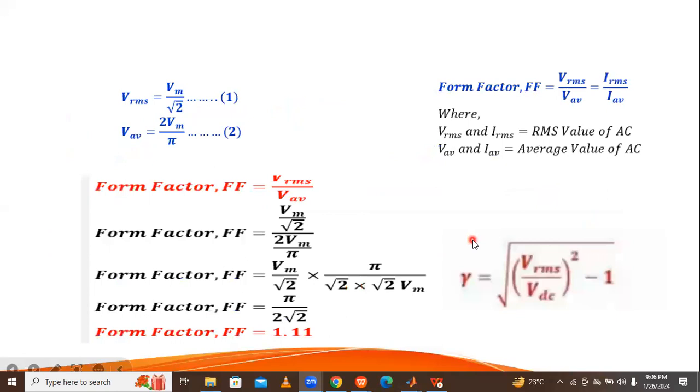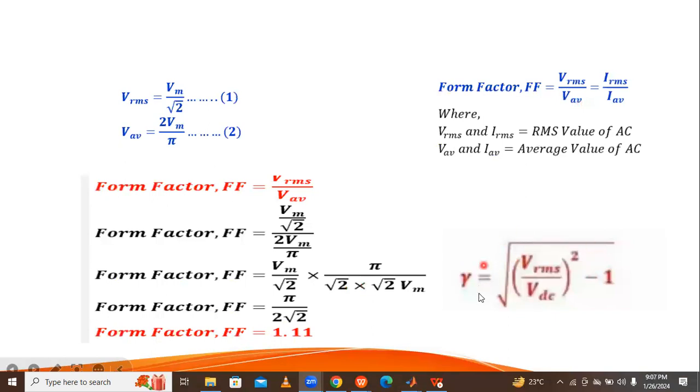For this sinusoidal waveform, the average voltage, also called the mean voltage, is 2 VM by pi, and the RMS voltage is VM by root 2. The form factor is VRMS by V average, or IRMS by I average. Substituting the values of VRMS and V average, VRMS by V average is equal to 1.11. The form factor of a sinusoidal waveform is 1.11.